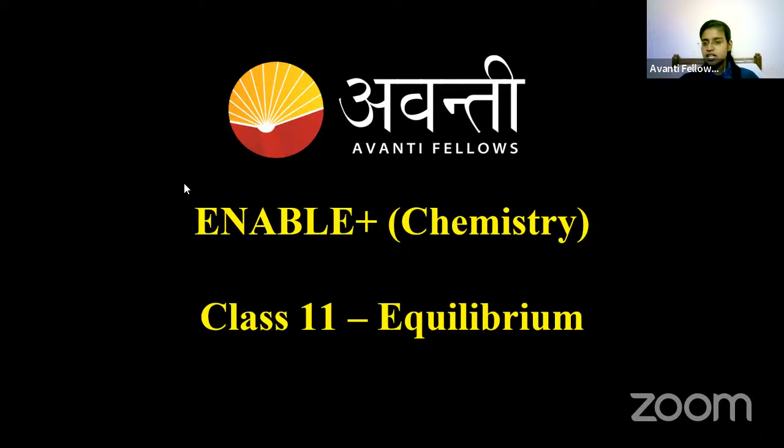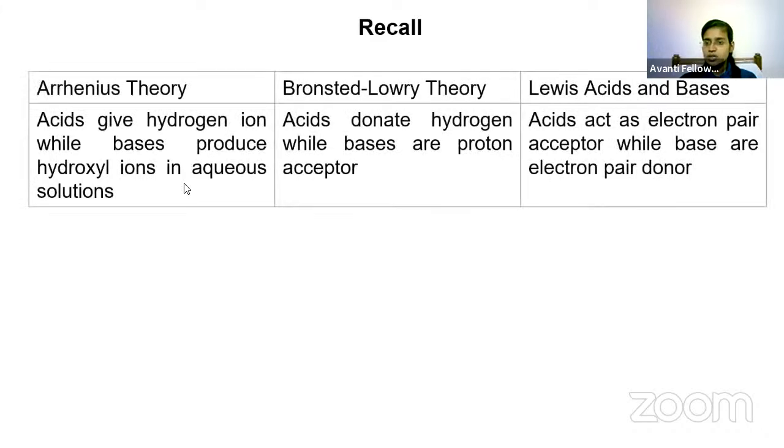We are dealing with the equilibrium lesson. In the previous session, we discussed the acid-base theory definitions. There were three theories: Arrhenius theory, Bronsted-Lowry, and Lewis acid-base theory. And according to each concept, we have seen the definitions for acids and bases.